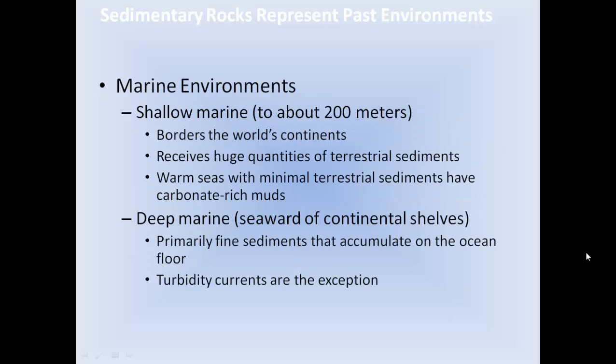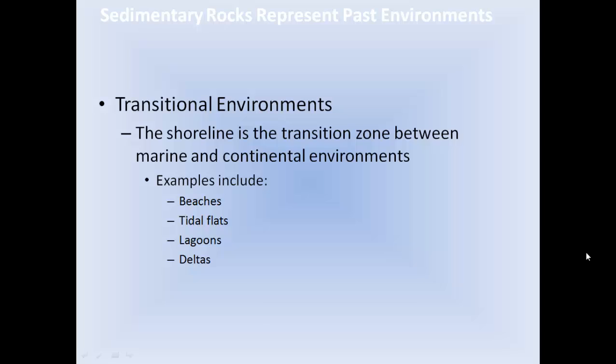Marine environments: shallow marine, up to about 200 meters, borders the world's continents and receives huge quantities of terrestrial sediments from the land. Warm seas with minimal terrestrial sediments have carbonate-rich muds. Deep marine, seaward of the continental shelves, has primarily fine sediments that accumulate on the ocean floor. Turbidity currents are the exception.